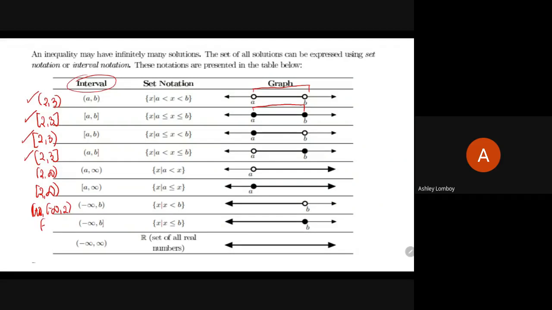Okay? When we have the negative infinity to positive 2, lahat ng numbers na mas mababa kay positive 2 ay kasama, pati ang 2 kasama. Ulit, dito, lahat ng numbers na mas mababa kay 2, hindi kasama ang 2, kasama sa solution set. Dito, lahat ng numbers na mas mababa sa 2, pero kasama ang 2, kasama sa solution set. Kapag ganito naman, negative infinity to positive infinity, lahat ng real numbers ay kasama.